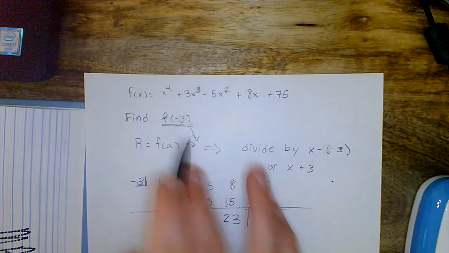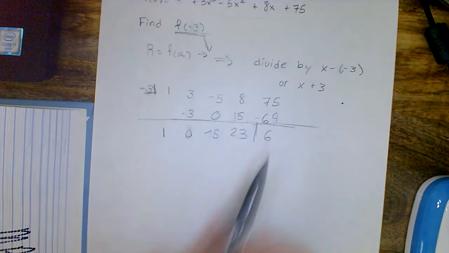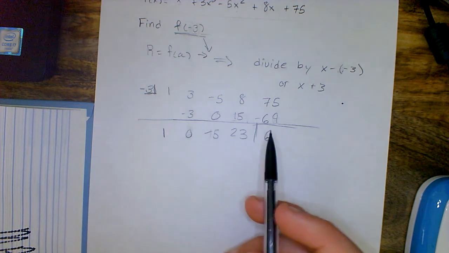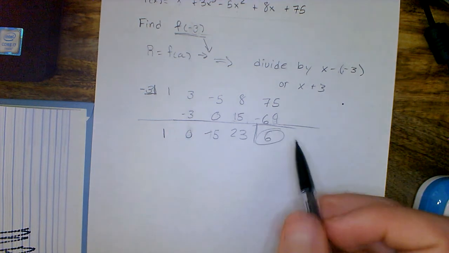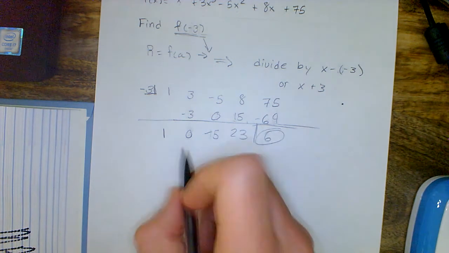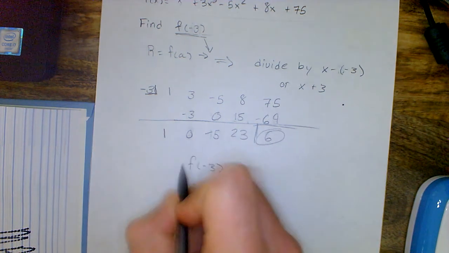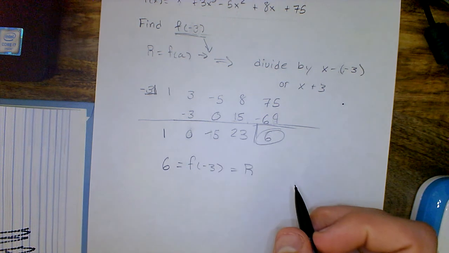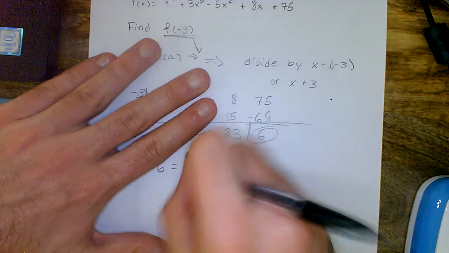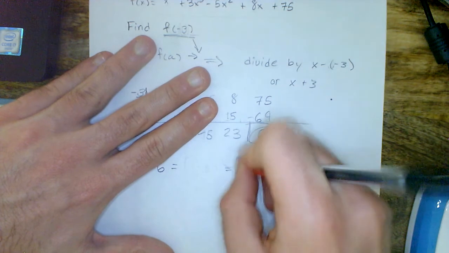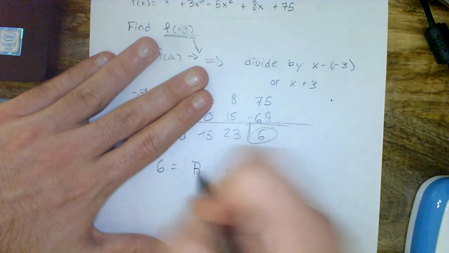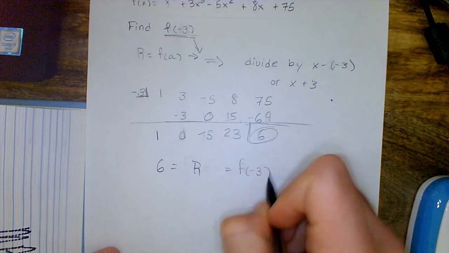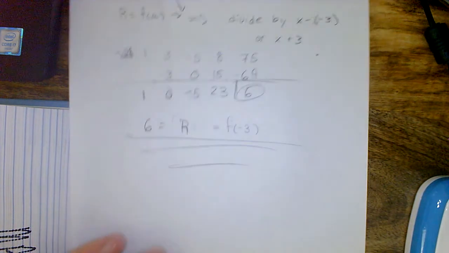Then we know that it's going to be a third order answer because we start with a fourth order. Well, we're just trying to find the remainder, and we actually can just say that 6 is the remainder. So by the remainder theorem, f of negative 3, which we just found, is equal to 6. I said that the wrong way. 6 is equal to the remainder, and that's, by the remainder theorem, f of negative 3.